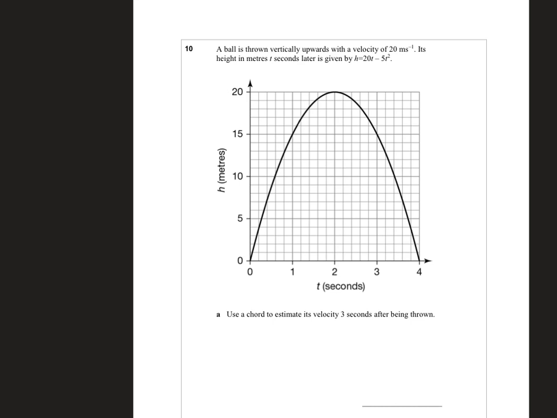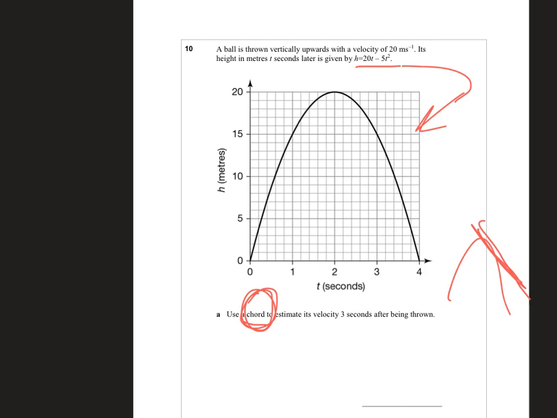Question 10. A ball is thrown vertically upwards with a velocity of 20 metres per second. Its height in metres t seconds later is given by this, which is then drawn. So that is this graph here. Use a chord to estimate the velocity 3 seconds after being thrown. Now, strangely, it's actually telling you the method which you need to use, and it says a chord, not a tangent. A tangent would be for this, where it touches once. That's a really bad tangent. Touches once, whereas a chord is between 2 points.